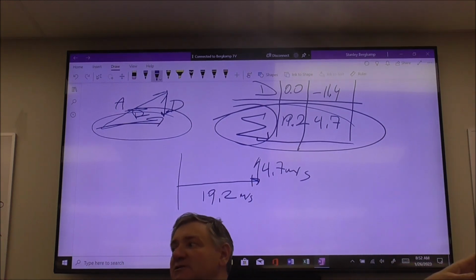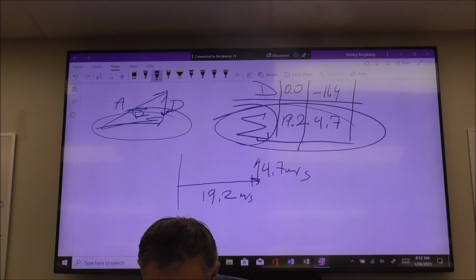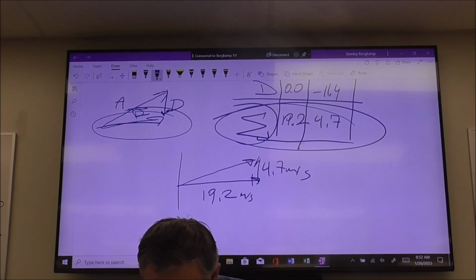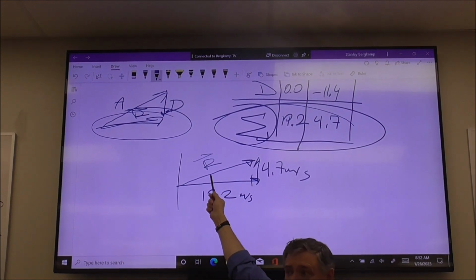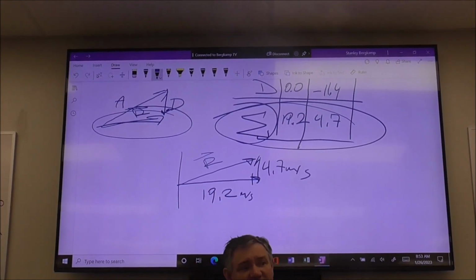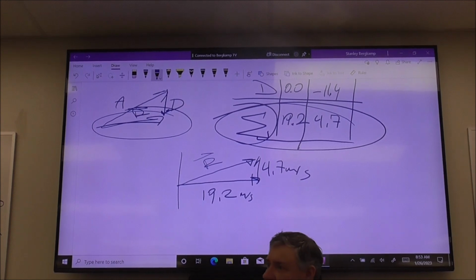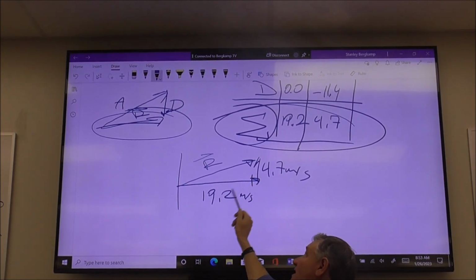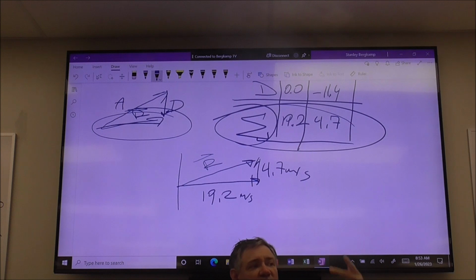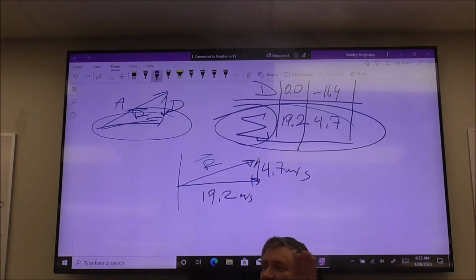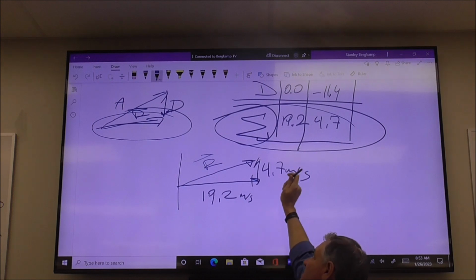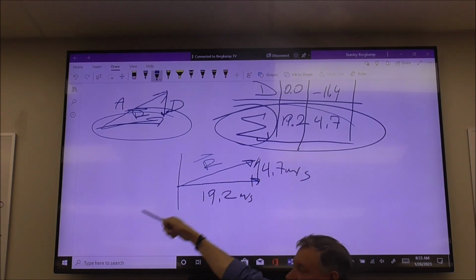Now I can use the Pythagorean theorem. So my resultant is going to be this hypotenuse. This is the end game, okay? The end game of this is that I end up with a right angle where I have two sides of a triangle, and then I can use the Pythagorean theorem to get the result. That's what this whole process is going towards. So somebody take 19.2 squared plus 4.7 squared, and then take the square root of all of that.